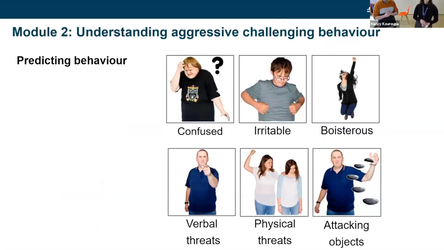So as part of this module, we've included the Bosick Violence Checklist, which is about predicting behaviour. So there may be precursor behaviours such as confusion, irritability, and physical threats that may predict that someone may show aggressive challenging behaviour. So we've included this in the module so that carers can practice scoring these behaviours, with the aim that if they do notice any of these behaviours, they can intervene early to prevent the escalation of behaviours into something more severe.